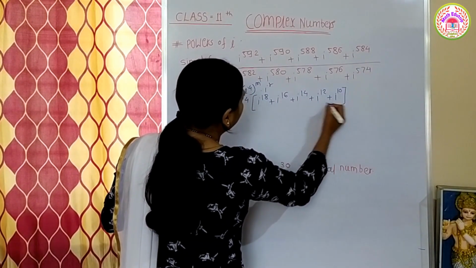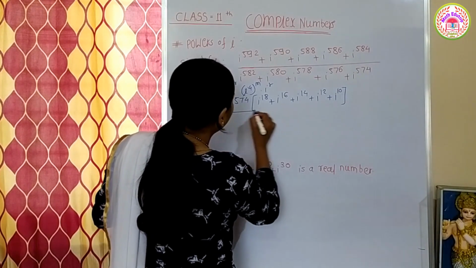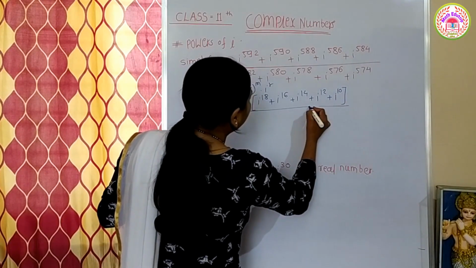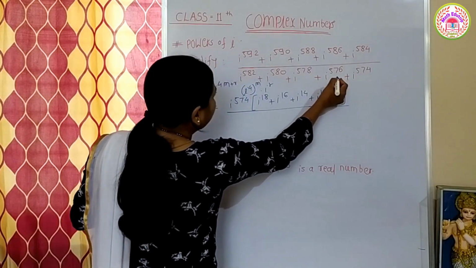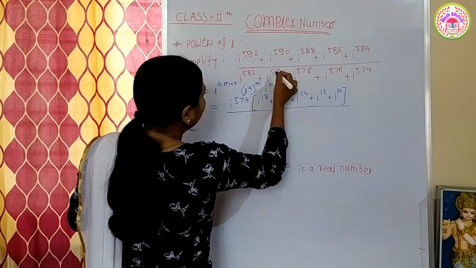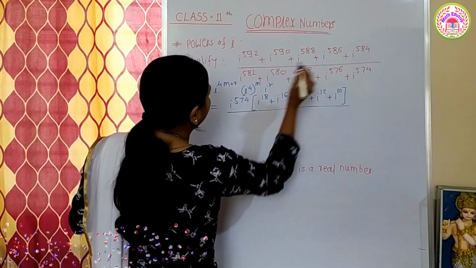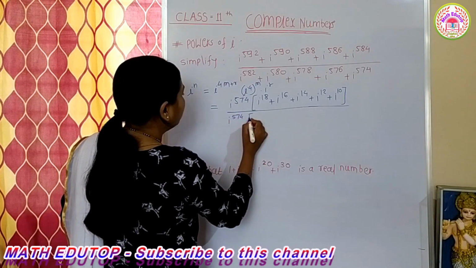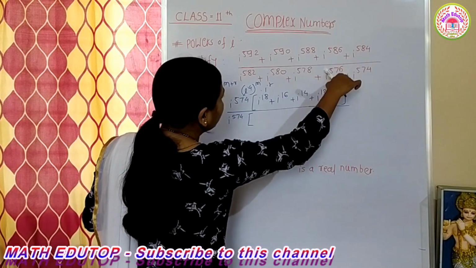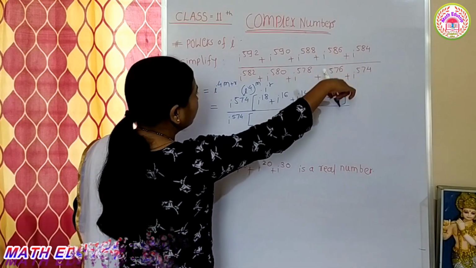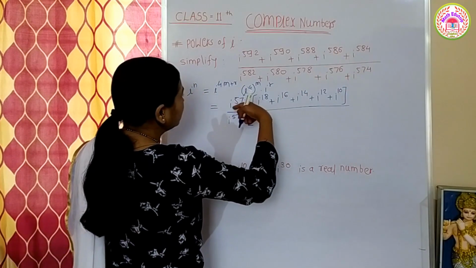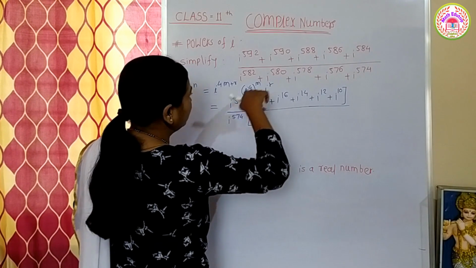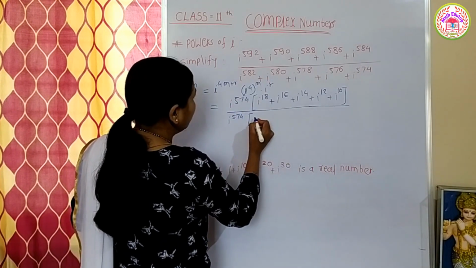Okay, total number of terms are 5. Then in the denominator also, when we take this outside, here what is there? 1. Each power is greater than 2 and increases from here and decreases from here, okay. Then i raised to the power 574, then i raised to 584, when we take i raised to 574 outside, here remains i raised to 10. Then here i raised to the power 8.